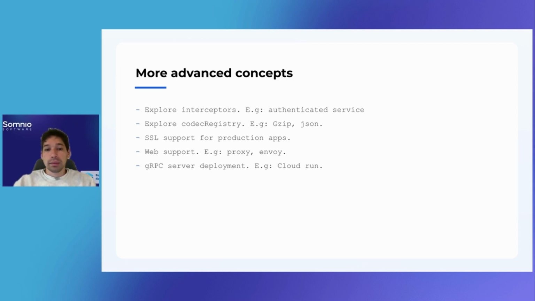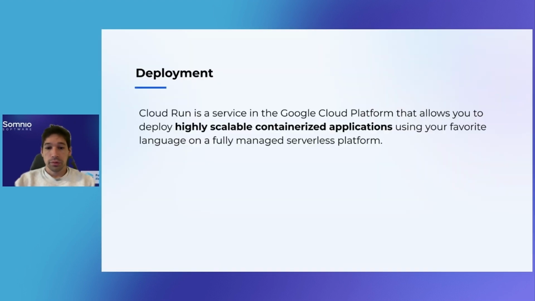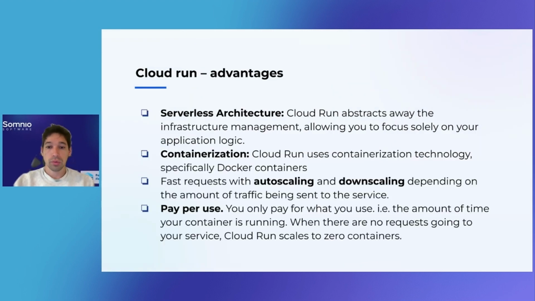And then the gRPC server deployment, which we are going to introduce today, and we are going to present Google Cloud Run for our solution. Okay, and now for the deployment, we're going to see, as I said before, an option, Cloud Run. So basically, Cloud Run is a service in the Google Cloud Platform that allows you to deploy highly scalable containerized applications. So what are the advantages of using Cloud Run?